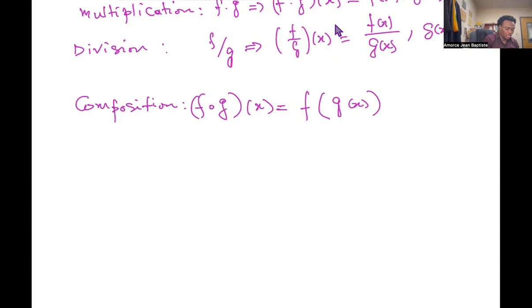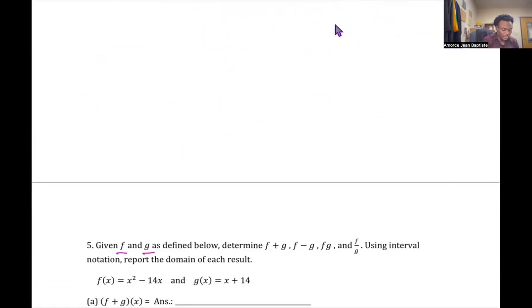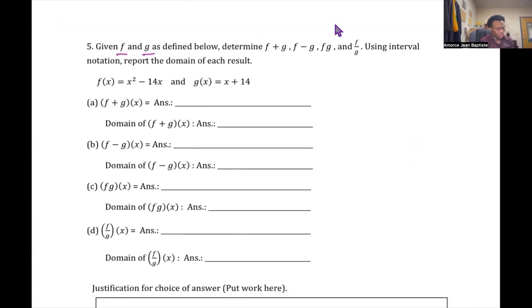And g composition f of x would be the same thing, but backwards. That's g substituting f of x. Substituting f of x into g of x every time you see x. Backward. Okay, so that understood, we can go ahead and do an example.